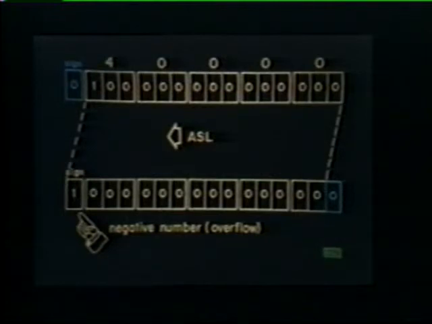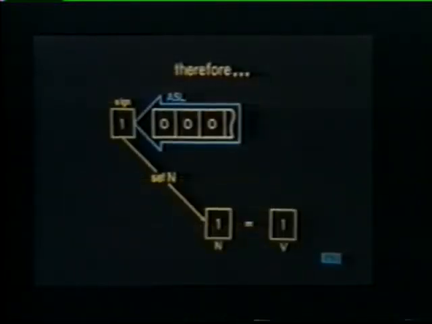Let's see how the CPU detects this overflow condition. First, the N bit is set because our result overflowed into the sign position, changing the number to a negative value. The N bit in turn causes the CPU to set its V bit to a 1, thereby signifying the overflow condition.